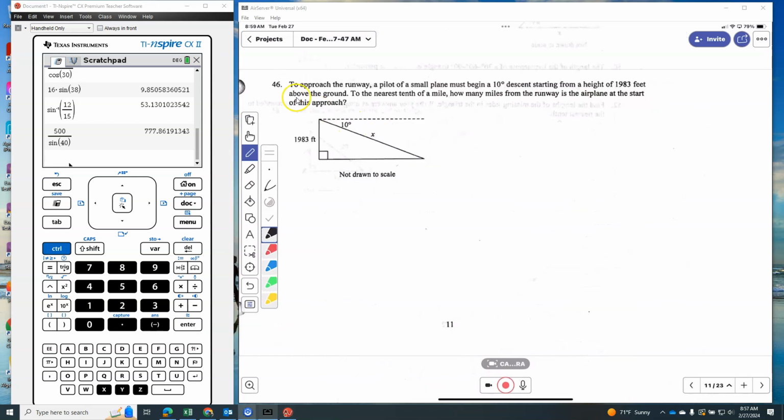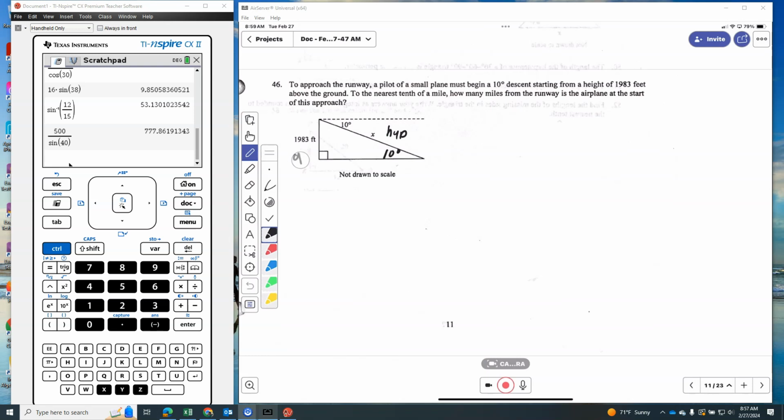To approach the runway, a pilot of a small plane must begin a 10-degree descent starting from 1,983 feet above the ground. To the nearest mile, how many miles from the runway is the plane at the start of the approach? So right now it's in feet. We've got to make sure we understand it's in feet. That's going to be 10 degrees, and this is the hypotenuse.